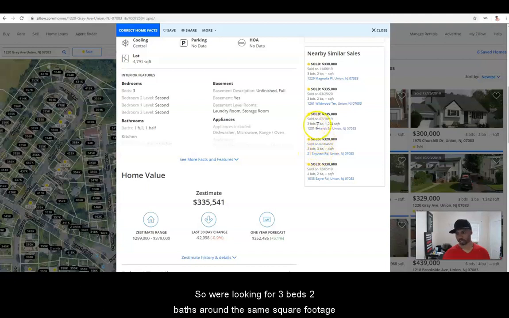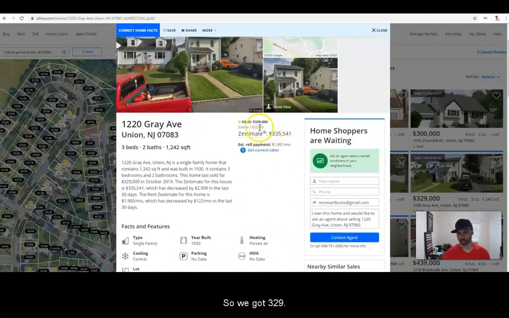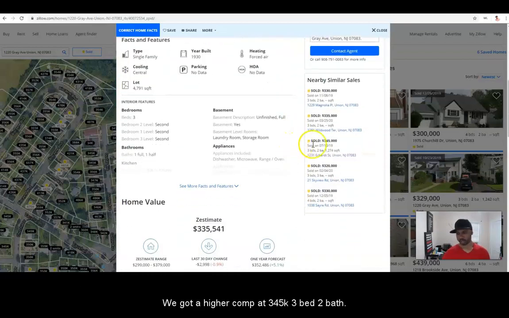So we're looking for 3 beds, 2 baths, around the same square footage. And the higher comp is 345. Okay, great. So we got 329. We got a higher comp at 345, 3-bed, 2-bath, around the same square feet. So we want to look at that.